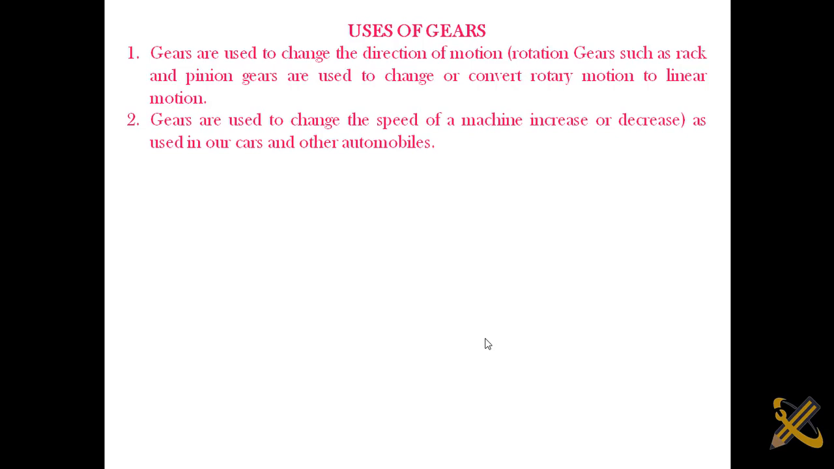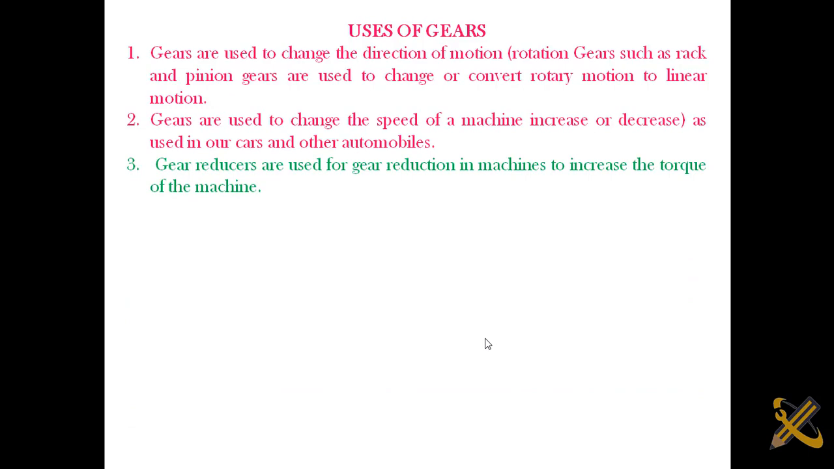Number two, gears are used to change the speed of a machine, as used in our cars and other automobiles. I think this one is well explanatory, right? To change the speed of your vehicle, you move from the lower gear, which is gear 1, to the higher gear, which is either gear 4 or gear 5, for higher speed. So the third one is gear reducers are used for gear reduction in machines to increase the torque of the machine.